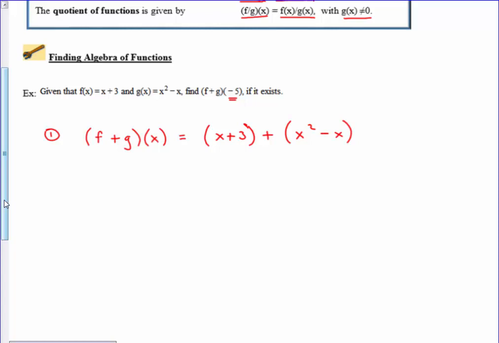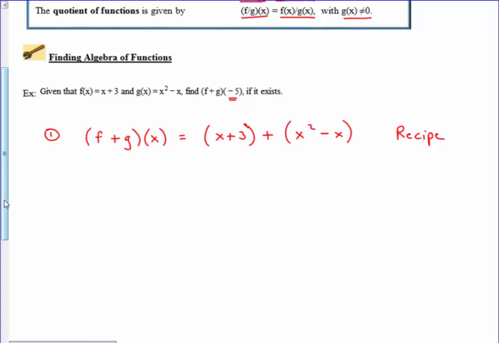It's safe to always use parentheses around your f and your g functions when doing operations. When you're adding, the parentheses are not necessary. But if you're subtracting, the parentheses are necessary. So I usually put parentheses most of the time, and that way all my operations perform the way they need to perform. Now this is my recipe. In other words, this is what f plus g looks like in general.